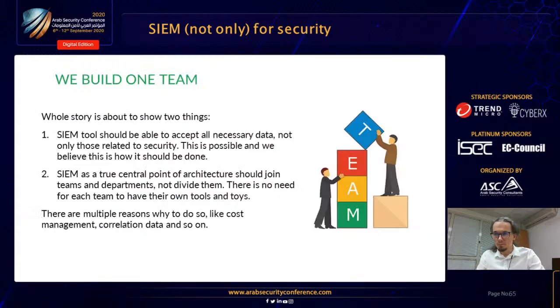So the whole story of this presentation is that we have basically two points. The SIEM should be able to accept all necessary data. All necessary data, not only those related to security, every data there is. And I believe that I've showed you that this is possible. I didn't show you every aspect and every source there is, but there are a lot of those sources, so that would take a lot of time. But nevertheless, a SIEM solution should be able to integrate that data and gather every text data there is together.